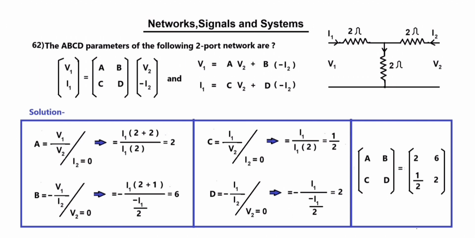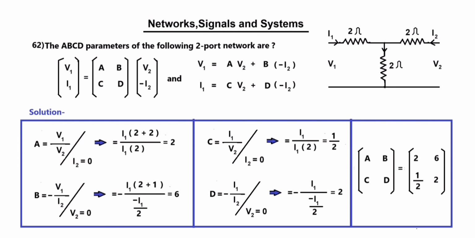and D equals minus I1 upon I2, with V2 equal to 0. Output short circuit, so V2 equals 0. So D equals minus I1 divided by minus I1 upon 2. So D equals 2.